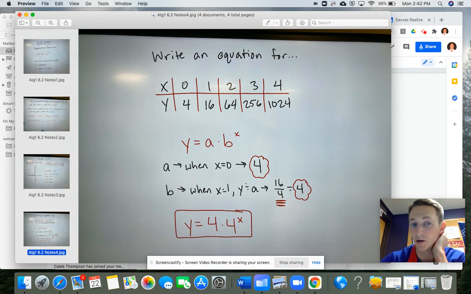We can just go up to our table right here, right? X equals 0 and a equals 4, right? Because it's just the value when x equals 0. And then with b, we're going to plug in x equals 1. So we're using this point right here. And we're going to take the y value divided by a. Well, we just found out that a equals 4, and our y value up here is 16. So what's 16 divided by 4? 16 over 4 is 4. So both our a and our b are 4 in this instance.